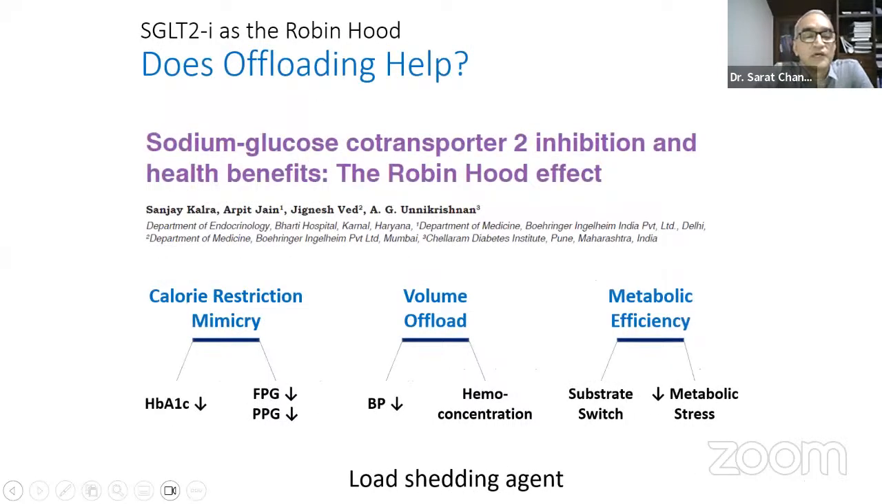Okay, so they produce caloric restriction mimicry, reduction of A1C, reduction of blood glucose, fasting or postprandial. There is a volume offload. There's a slight reduction in the blood pressure of about 2 to 4 millimeters mercury. So the SGLT2 inhibitors slightly reduce the blood pressure also. There is a hemoconcentration, which also might be responsible for the improvement. And there's a metabolic efficiency, that there is a substrate switch and reduced metabolic stress.